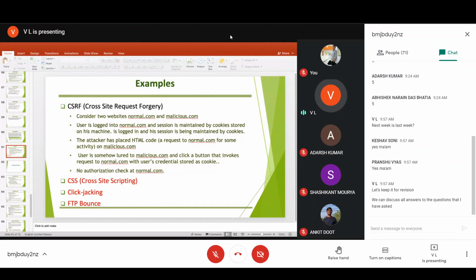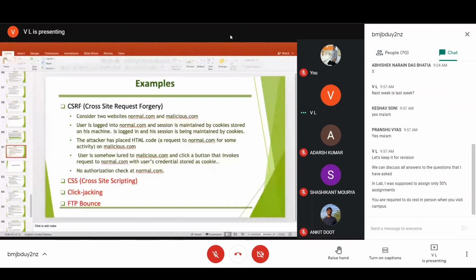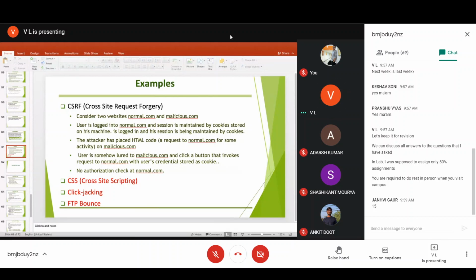In lab, I was supposed to assign only 50% assignments. So you are required to do the rest in person when you visit campus. So that's why I have not loaded you more on lab work, but I think I will give you one more assignment in the lab. And what we can do is, when are you coming to campus? When are you reporting to campus for examination? On 15th of March.